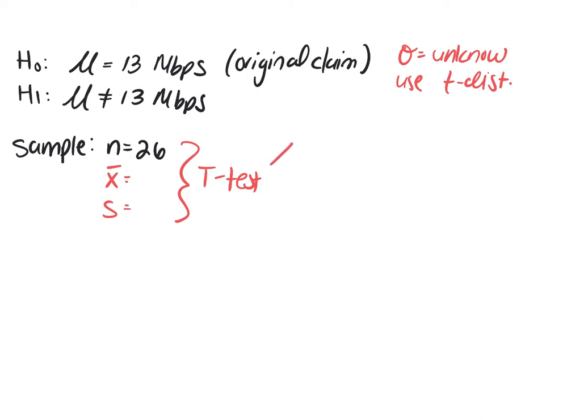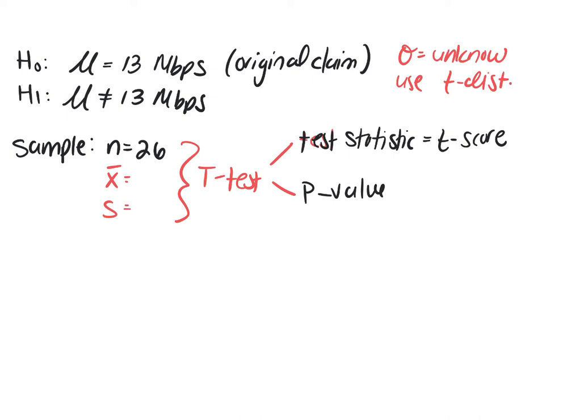A t-test on the calculator will give you two pieces of information that are really important to help us test that claim. It's going to give us our test statistic, which in this problem is going to be a t-score or a t-value, because we're on the t-distribution. If we were on the normal distribution, it would be a z-score, so it behaves in the same way. And the other piece of information it's going to give us is a p-value, and your calculator is going to show it as p equals.